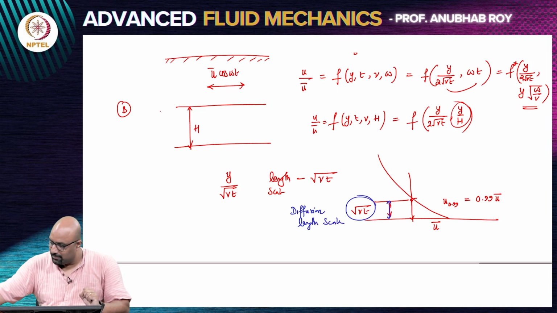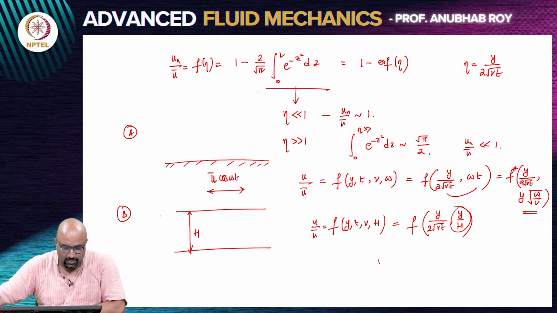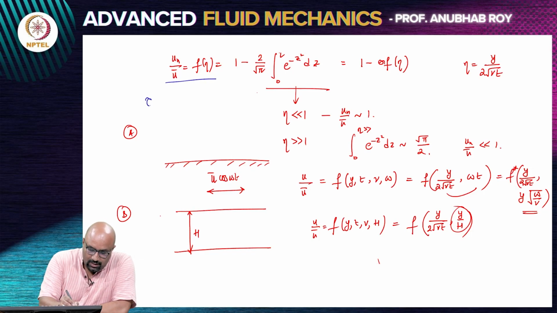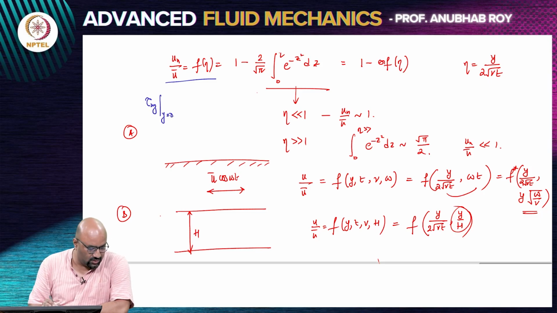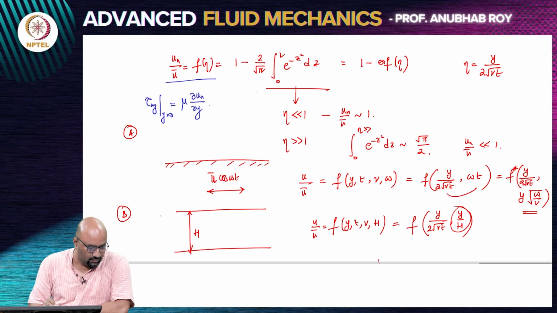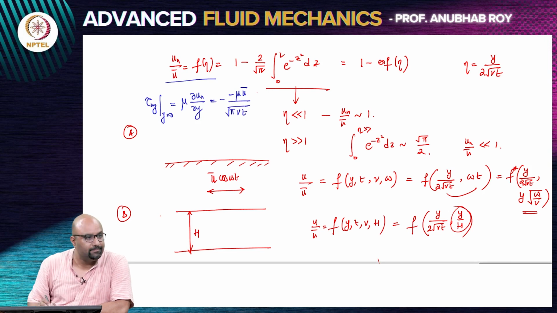And you can take this quantity u x by u bar and you can compute what would be your shear stress at the plate, tau xy at y equals 0. So, tau xy at y equals 0 would be mu dou ux by dou y. When you compute this from the given solution, you will get mu u bar by square root pi nu t.